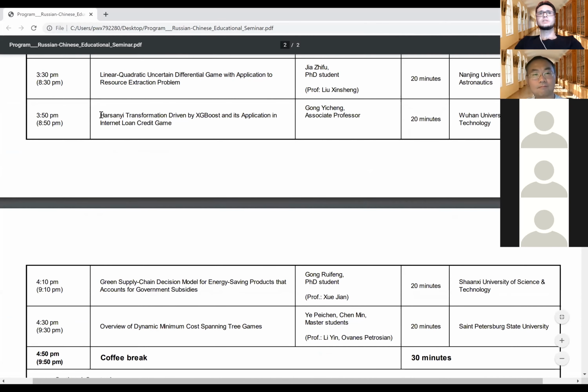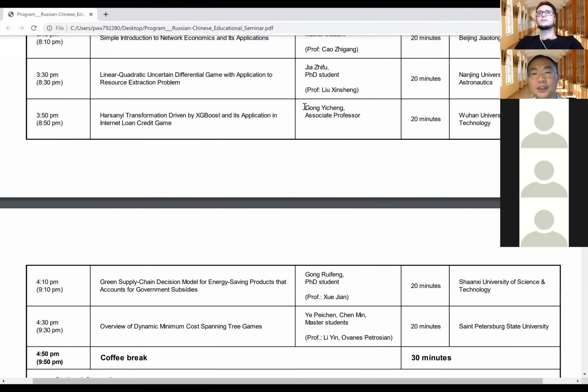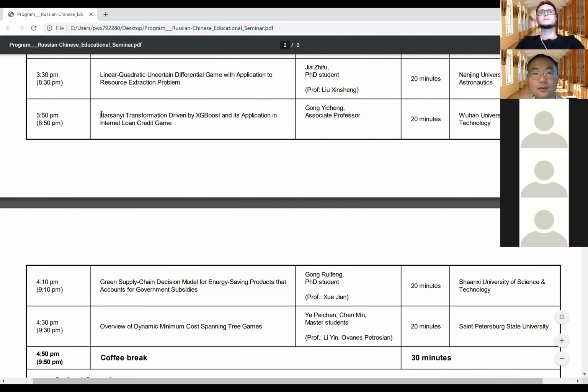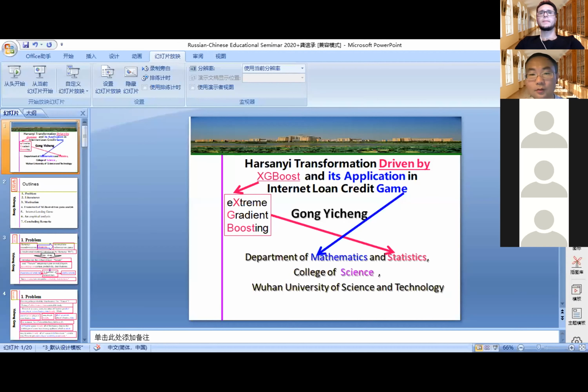The next presentation is by Gong Yicheng, an associate professor from Wuhan University of Science and Technology. The title of the presentation is the Harsanyi transformation driven by XGBoost and its application on internet loan credit game. So hello, you can start sharing the screen.